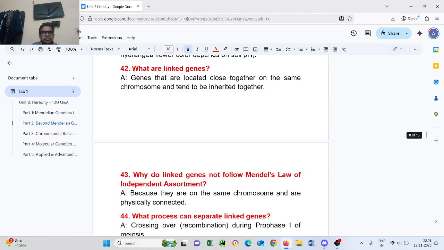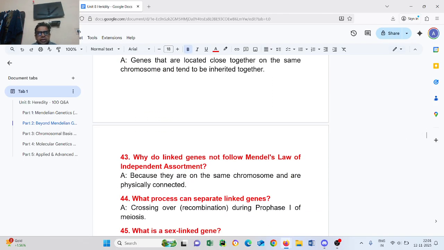Question number 43. Why do linked genes not follow Mendel's law of independent assortment? Because they are on the same chromosome and are physically connected. Question number 44. What process can separate linked genes? Crossing over, or recombination, during prophase I of meiosis.